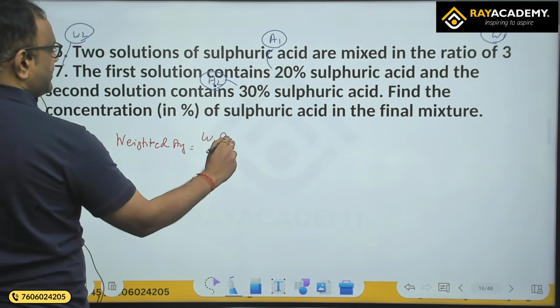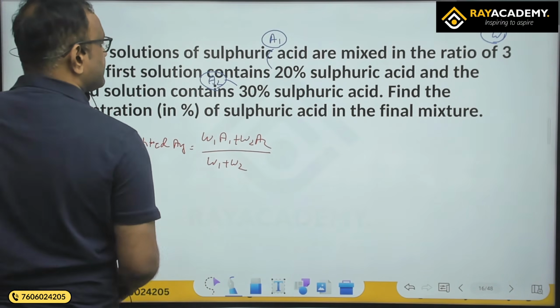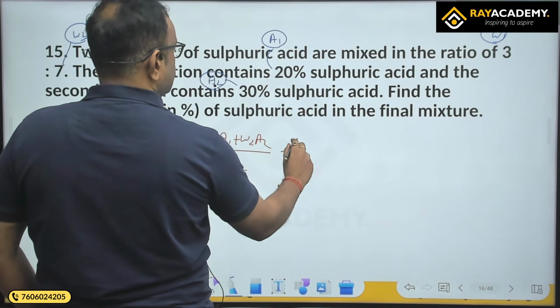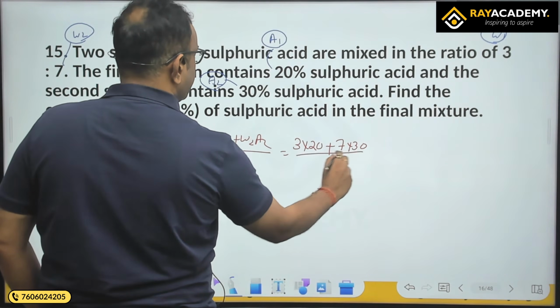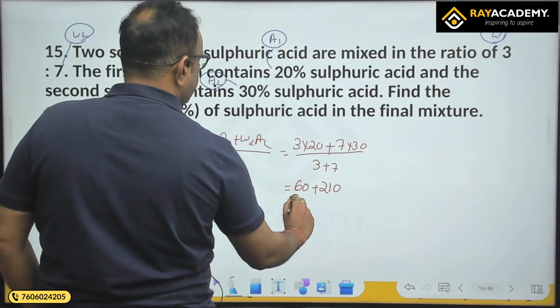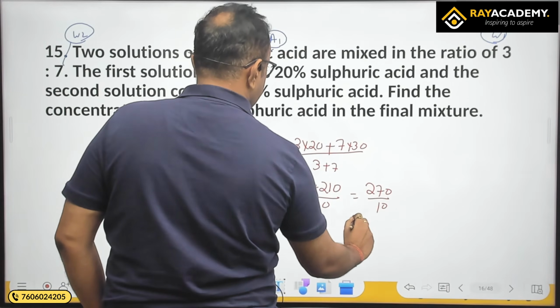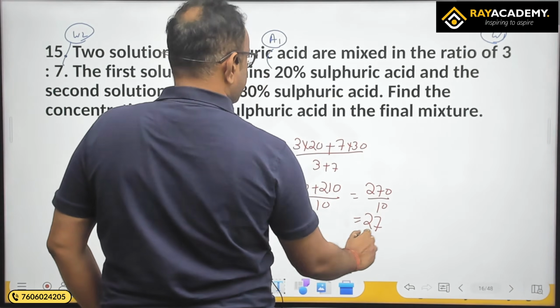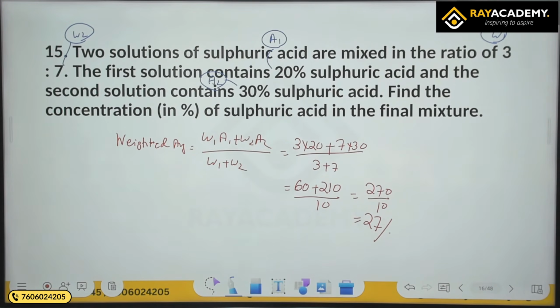It is W1 A1 plus W2 A2 divided by W1 plus W2. So that will be 3 multiplied with 20 plus 7 multiplied by 30 divided by 3 plus 7. So you are getting 60 plus 210 by 10. So this is 270 by 10. So that is 27. So the concentration of sulfuric acid in the final mixture will be 27%. Simple weighted average question, nothing else.